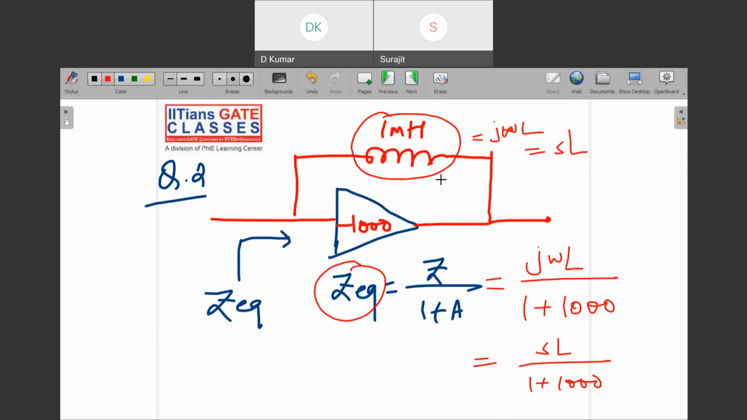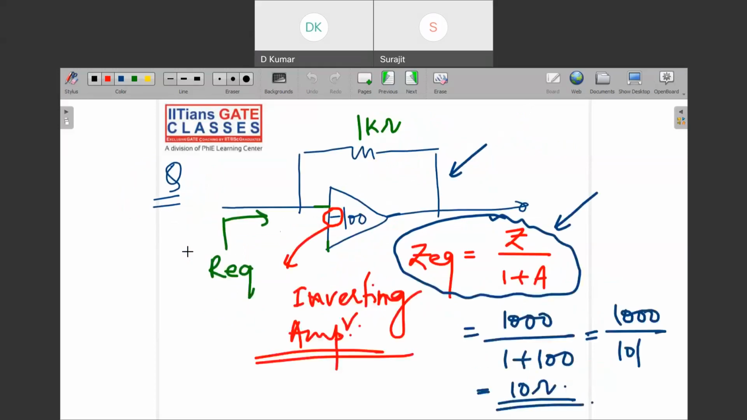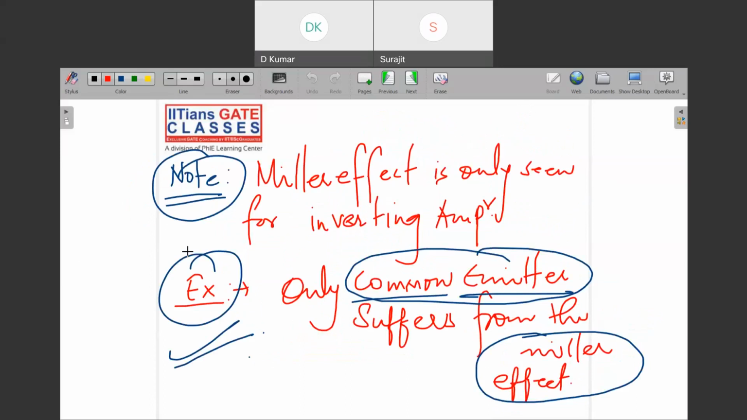Yeah, no problem. So you just see this Miller effect. Have you noted down the Miller effect? Yes, sir, I have just started that portion. Okay, great. So see, I'm talking about the Miller effect, right? Let me get back.